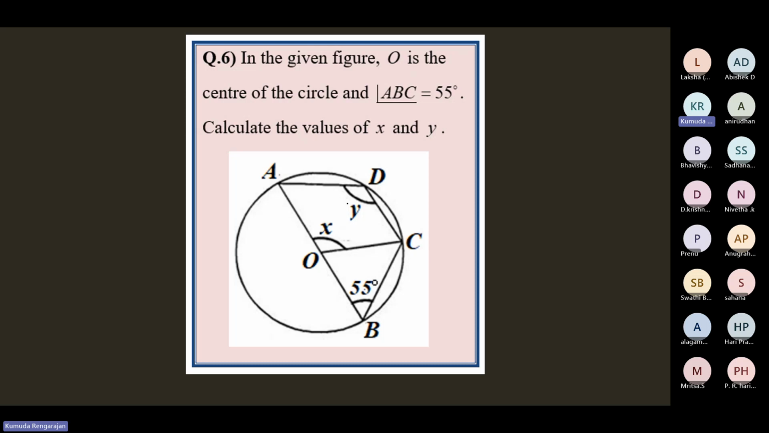So find X and Y here. We know that the measure of this angle is 55 degrees. Let's name this angle. This angle is called angle ABC or CBA. In the figure, we see that angle ABC is equal to 55 degrees. So clearly ABC is made by the arc AC. Arc AC subtends angle ABC at the point B on the circle.